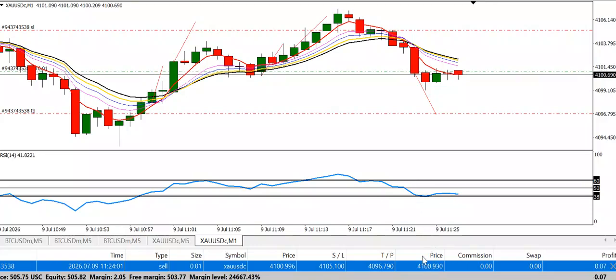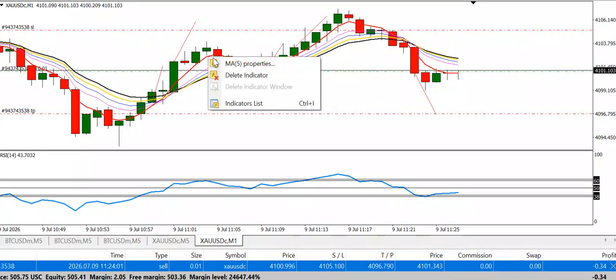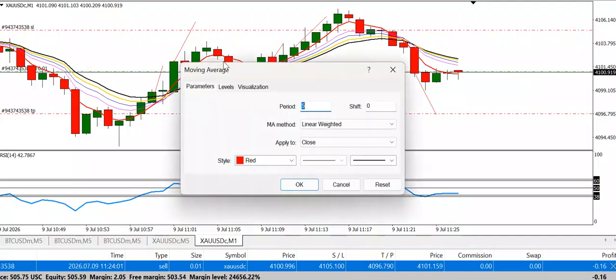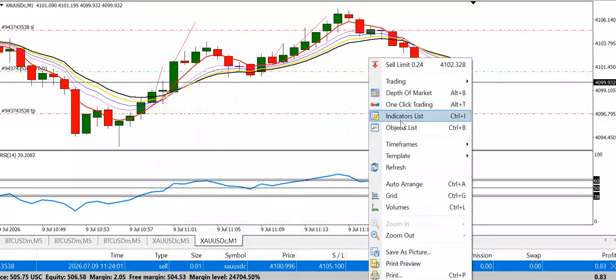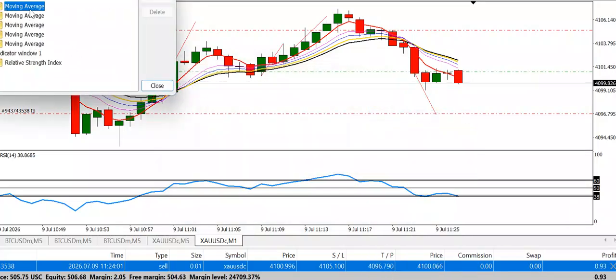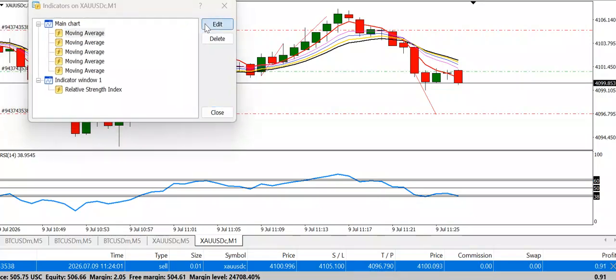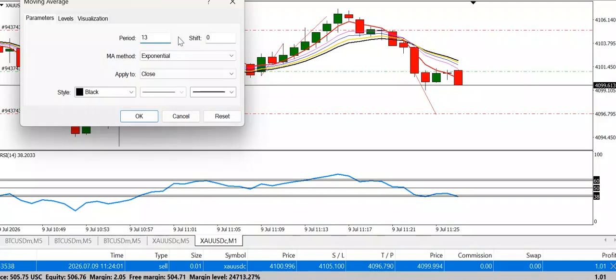Hi, this is a strategy to trade gold XAUSD, and this involves some moving averages. We have 5 linear weighted moving average. We have 13 exponential moving average, black color.